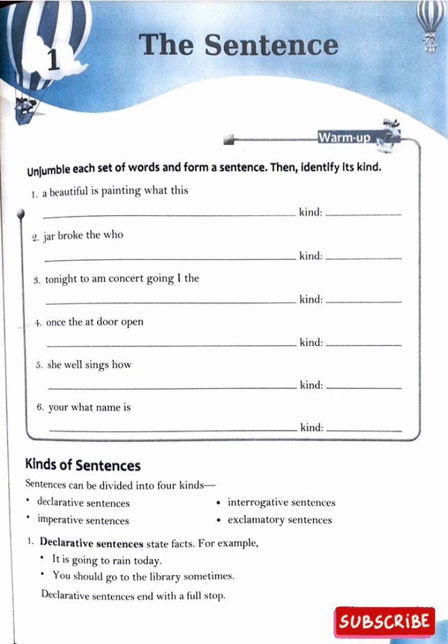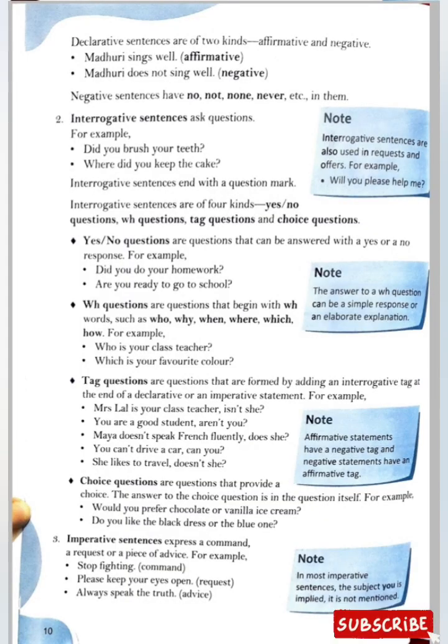So, declarative sentence. What is a declarative sentence? Declarative sentences state facts. It tells about facts, for example, it's going to rain today. You should go to the library sometimes. Declarative sentences end with a full stop. Declarative sentences are of 2 kinds: affirmative and negative.